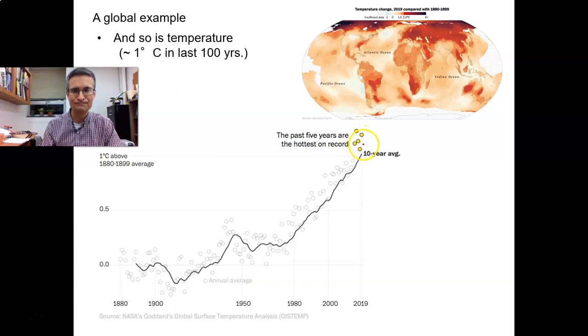One more note about temperature is that changes in temperature around the surface of the Earth are not occurring equally in all places.